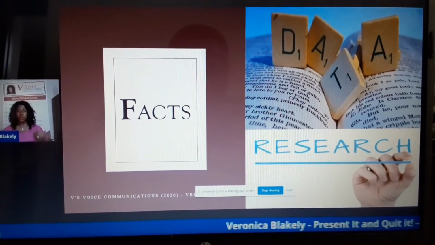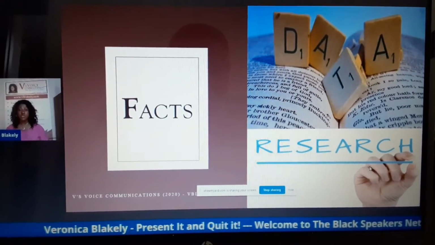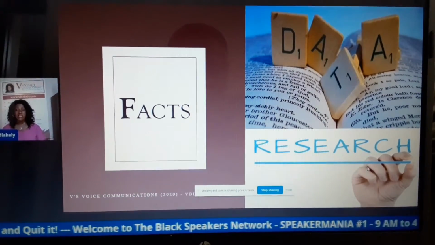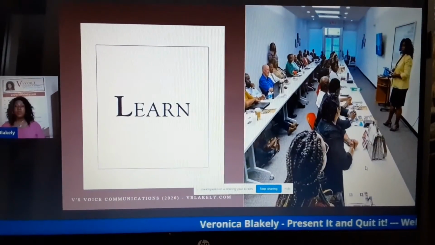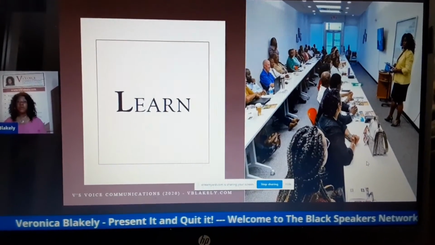Have facts in your presentation. Someone talked about this earlier. Having research and data shows that you are the expert. It validates your presentation and it validates you. What will people learn? They're listening to what you're going to share so that they will be able to take notes.